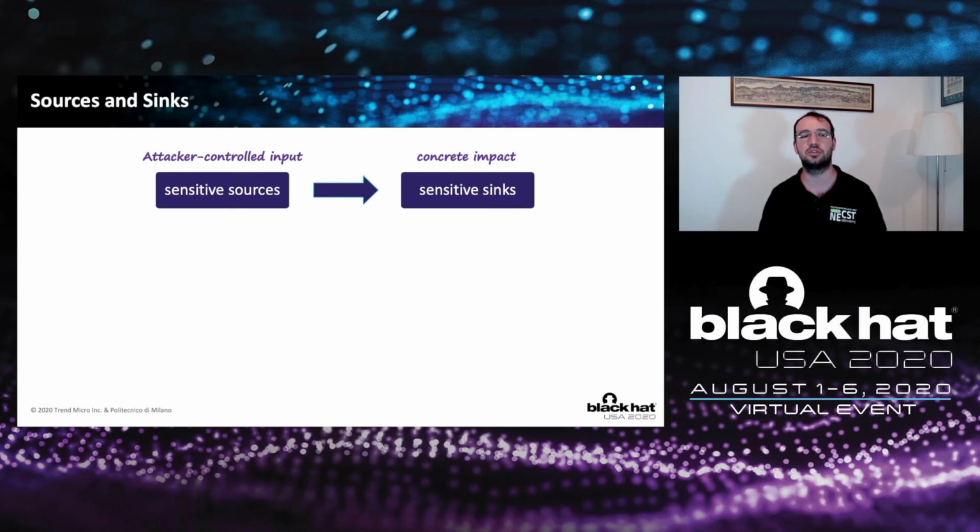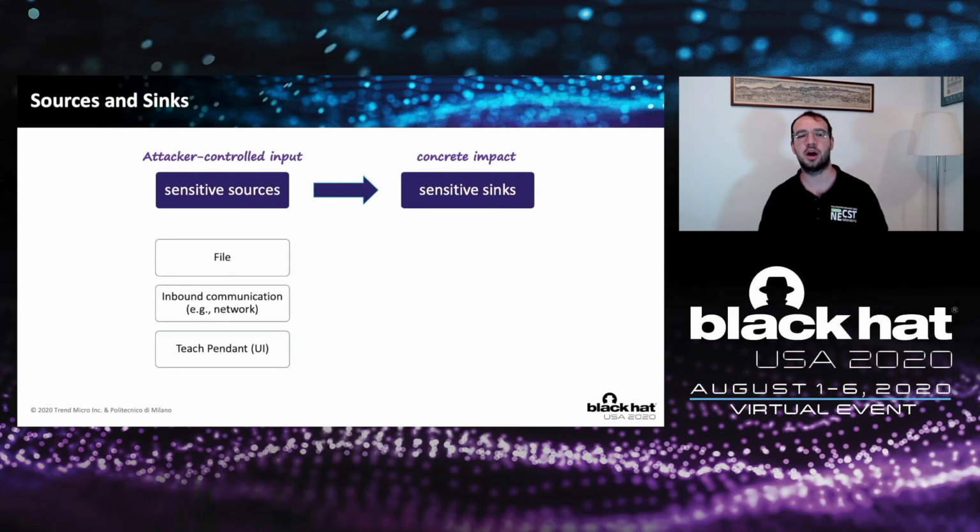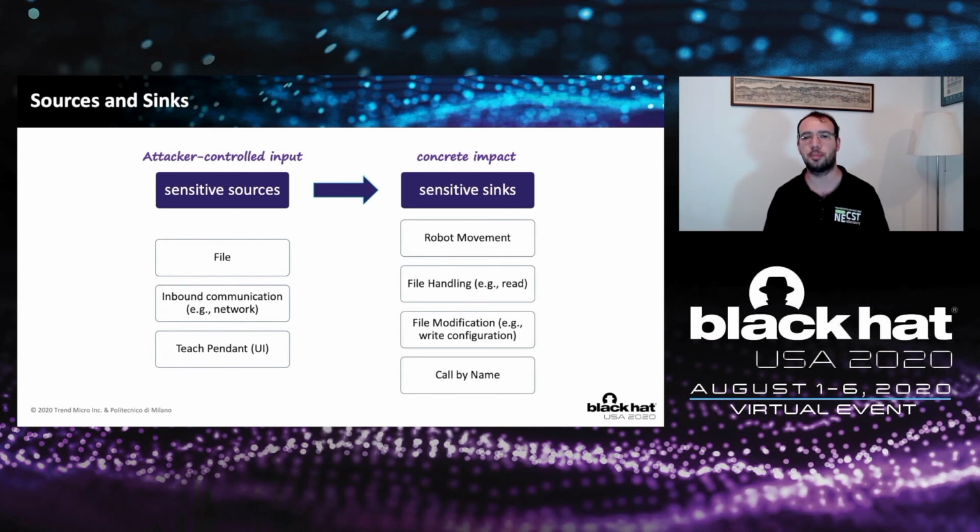In all the languages that we have considered, there are multiple functions or instructions that can be considered sensitive sources because they allow external data to reach the program. Such functions are file handling, inbound network communication, and functions that allow getting data from the user interface of the teach panel. All the languages also have other functions or instructions that can be considered sensitive sinks, such as functions to move the robot, functions to handle files, functions to write the configuration, and functions to perform changes in the control flow of the program, such as call by name and late binding functionalities.